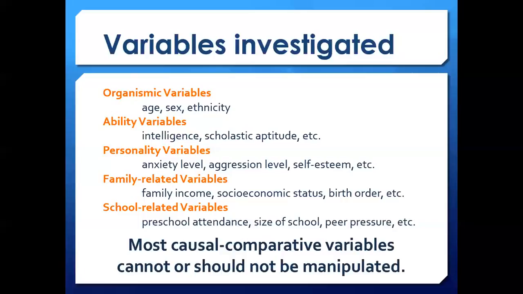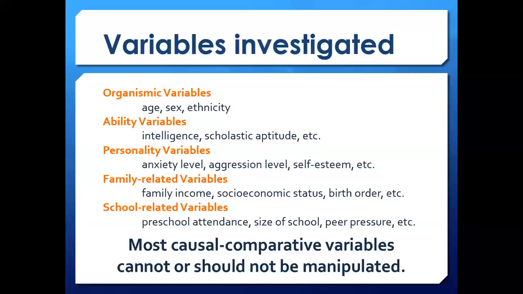Now pay attention, this is a very important note. Most causal comparative variables cannot or should not be manipulated. This is very important to understand. We'd like to be able to say that all causal comparative variables cannot or should not be manipulated, but there are some that could, but we don't when we're doing causal comparative variables. However, a lot of them, almost all of them, cannot or should not be manipulated. For example, the organismic variables, age, sex, or ethnicity, those cannot be manipulated. A researcher cannot change the age of somebody or the ethnicity of one of their participants.